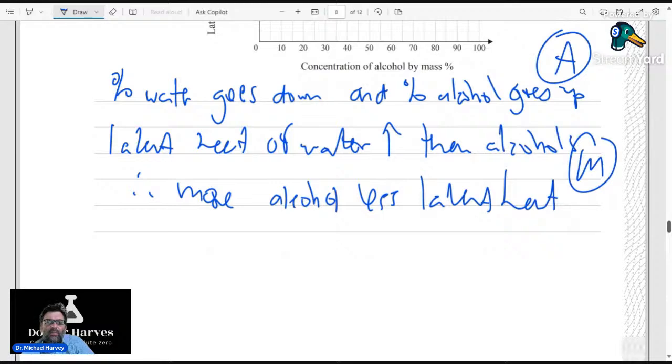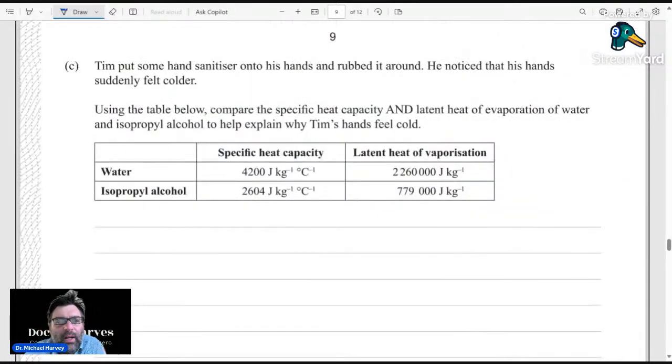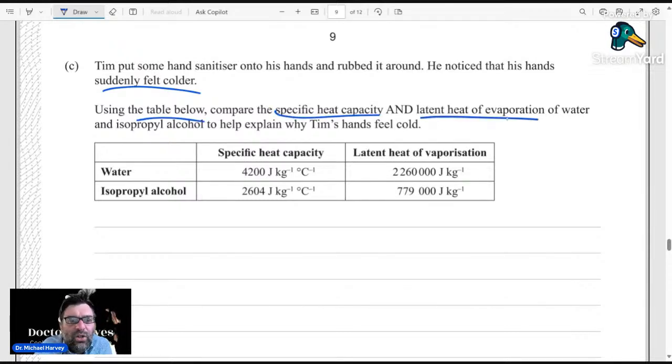And part C, Tim puts some hand sanitizer onto his hands and rubs it around. Okay, so it feels colder. Use the table below, specific heat capacity, latent heat of evaporation of isopropyl alcohol, to explain why Tim's hands feel cold. Okay, so water's specific heat capacity, as was said in the previous question, is higher than isopropyl alcohol's, and same with its latent heat of vaporization. It's a lot larger than isopropyl alcohol's. Okay, so that's basically what we're stating. So to get the achieved points, you're basically stating the facts.